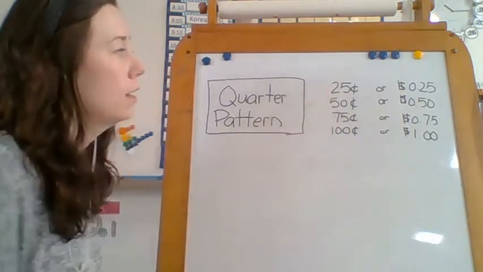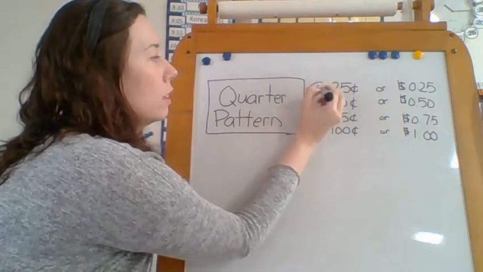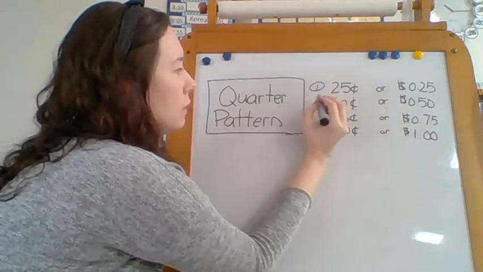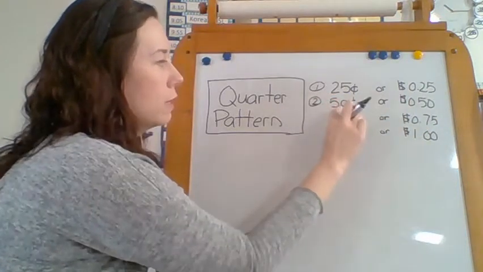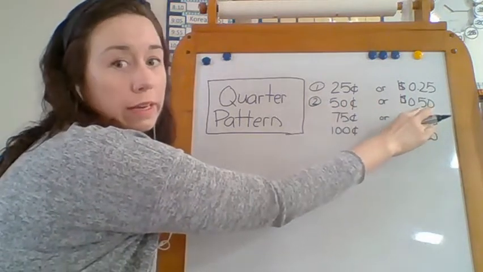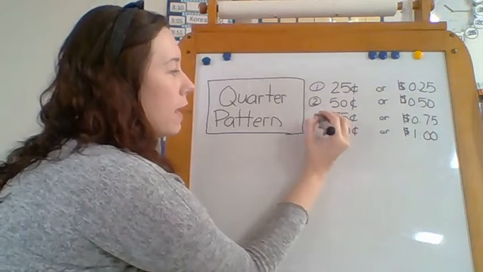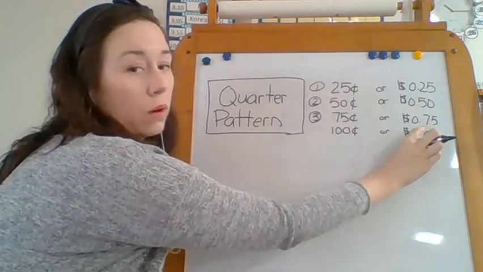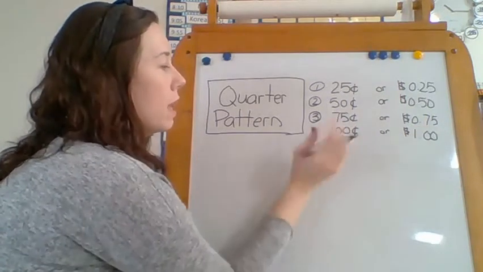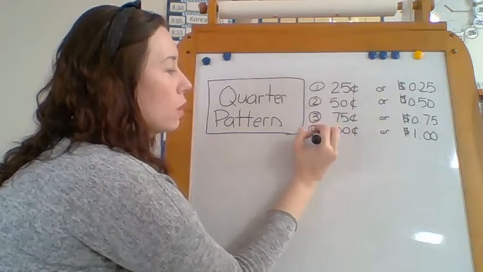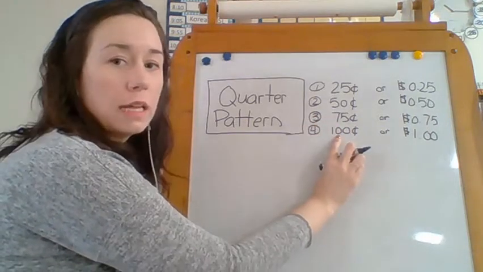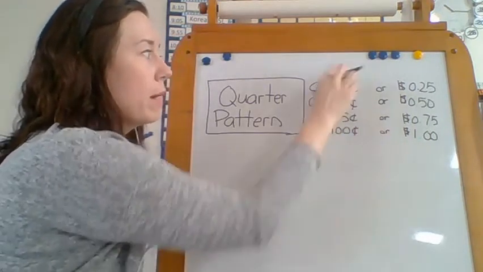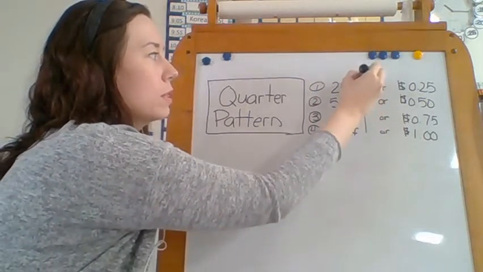So the pattern here, if you have 1 quarter, it would be 25 cents. Or I could write it the other way. If I have 2 quarters, it would be 50 cents, or I could write it the other way as well. If I add 3 quarters together, it would be 75 cents, or writing it the other way. And then if I have 4 quarters, it would be 100 cents, or $1. Once I get to that, then my pattern repeats all the way up to the top.